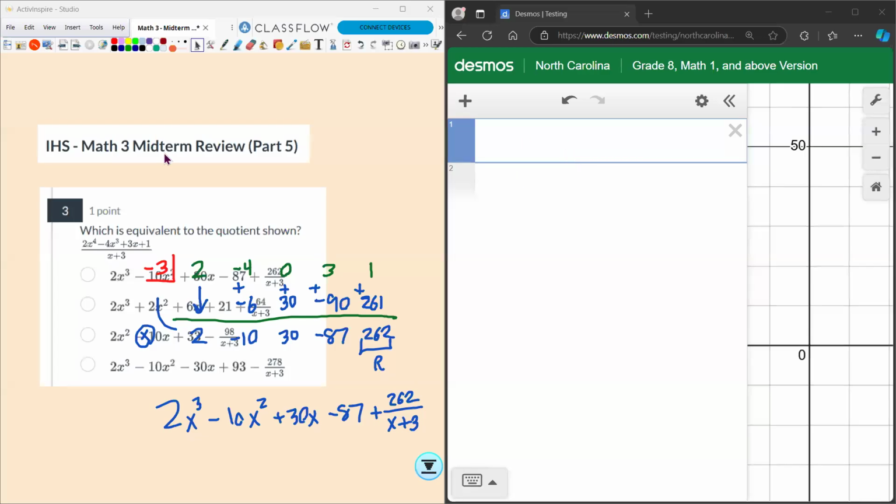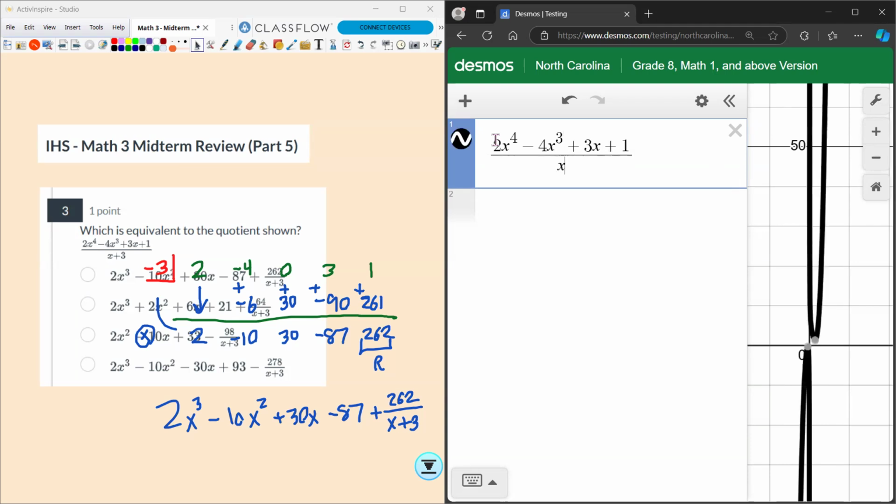So I suppose you want to figure out how to use your graph to check this. You have to be careful how you do a fraction. So I always do the fraction first when I'm doing division. And then I do the top, so 2x to the fourth minus 4x cubed plus 3x plus 1. And then I do over x plus 3.